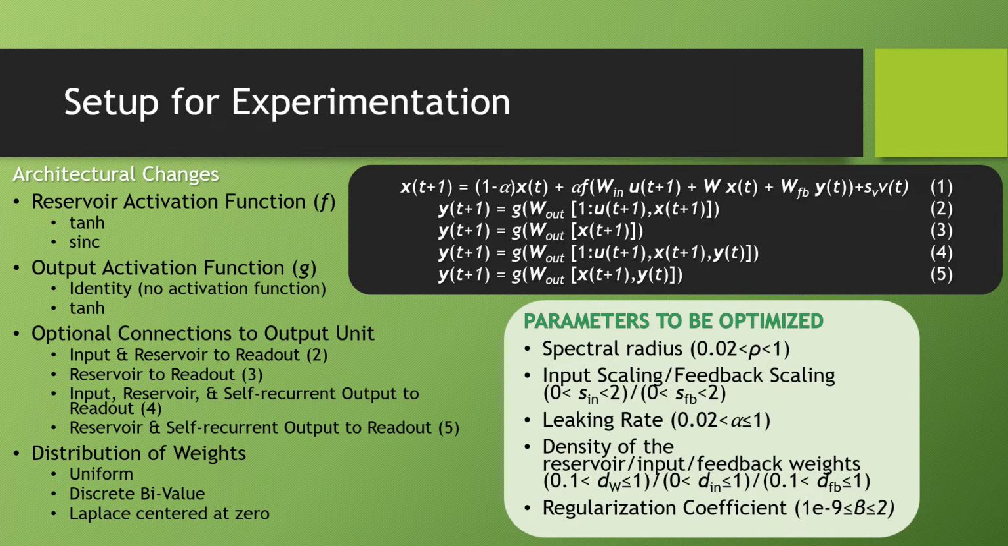For this experiment, we made several different architectural changes, including swapping out the reservoir activation function, the output activation function, testing various optional connections to the output unit, and testing different weight distributions. The equations in the upper right corner are representative of the various changes that occur for optional readout connections. For any benchmark that does not need feedback, the feedback weight matrix is set to all zeros. Spectral radius, leaking rate, as well as the other hyperparameters were optimized for each model.